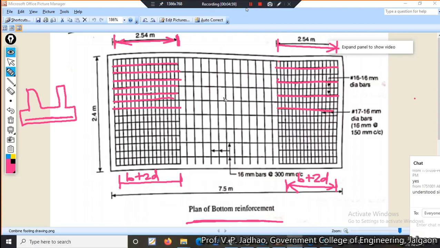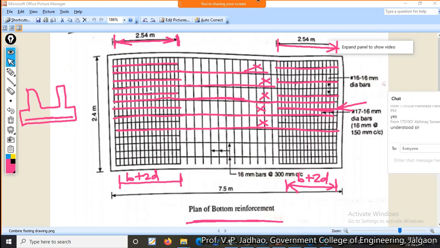Now we'll curtail these bars, 50% of the bars. So we'll extend only 50% of the bars. We extend one bar, don't extend this bar, extend this bar, don't extend this bar, again extend this bar, don't extend this bar. Again don't extend this bar, extend this full length bar here. Like this, the mesh is provided at the bottom face. Okay, any problem in this bottom face reinforcement?